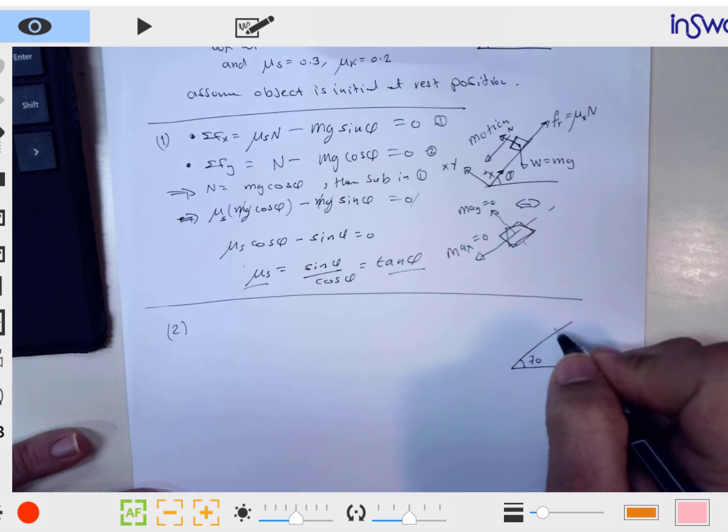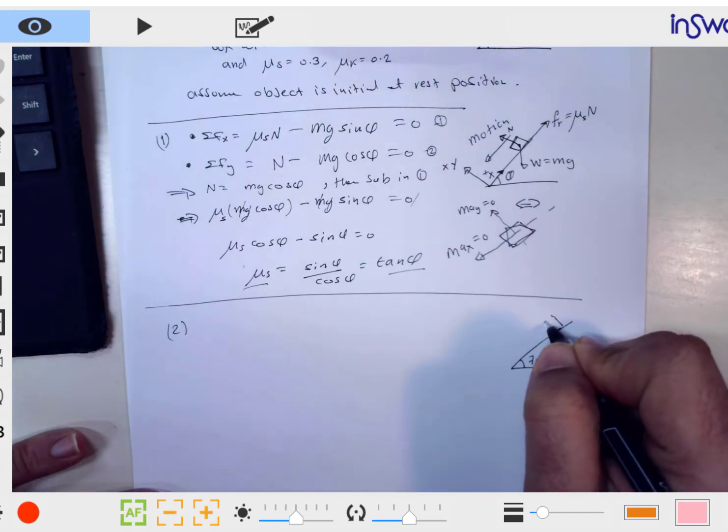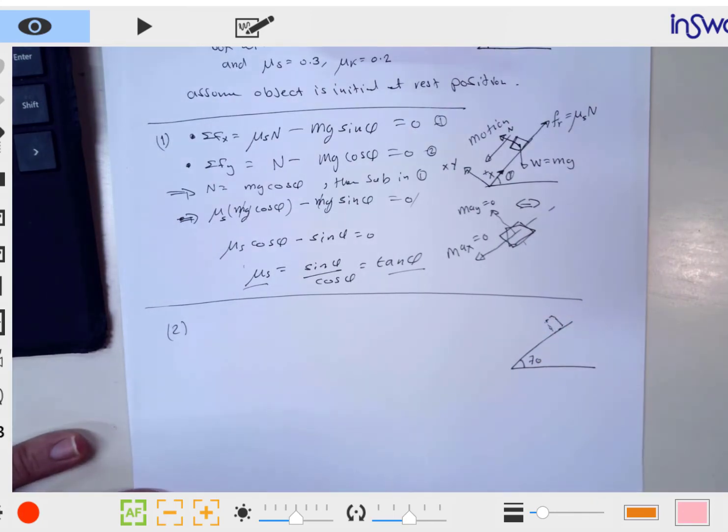And I want to find the velocity. It was over here. Now I don't know yet if this is gonna move or not, so I have to make a check on that.